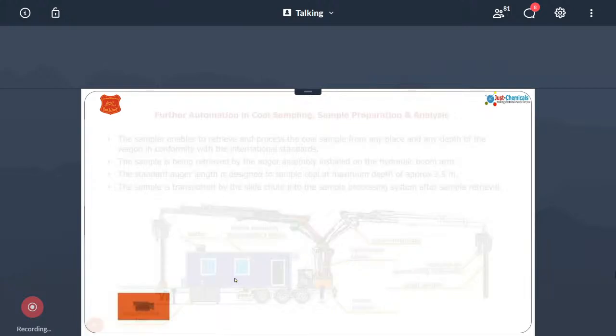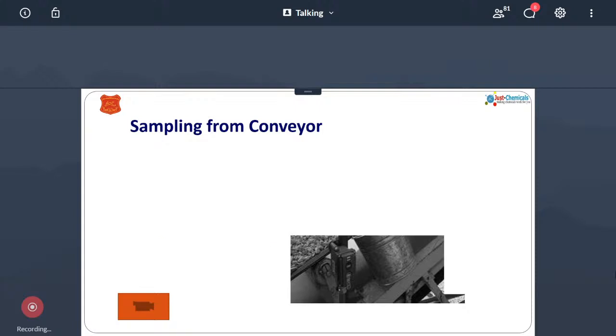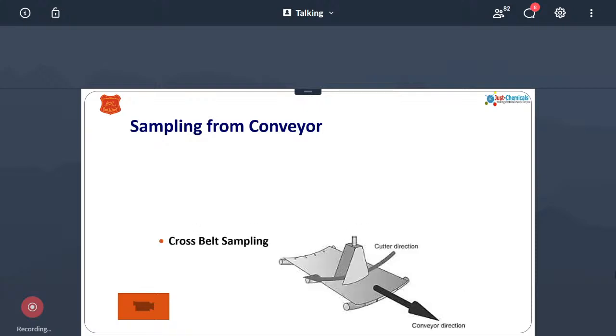And there is sampling from the conveyor. Earlier a shovel was used to take the sample from the conveyor, maybe a cross belt sampling or stop belt sampling. A cross belt sampling was looking like something where a shovel has to be moved on the belt. Belt may be stopped, may not be stopped.